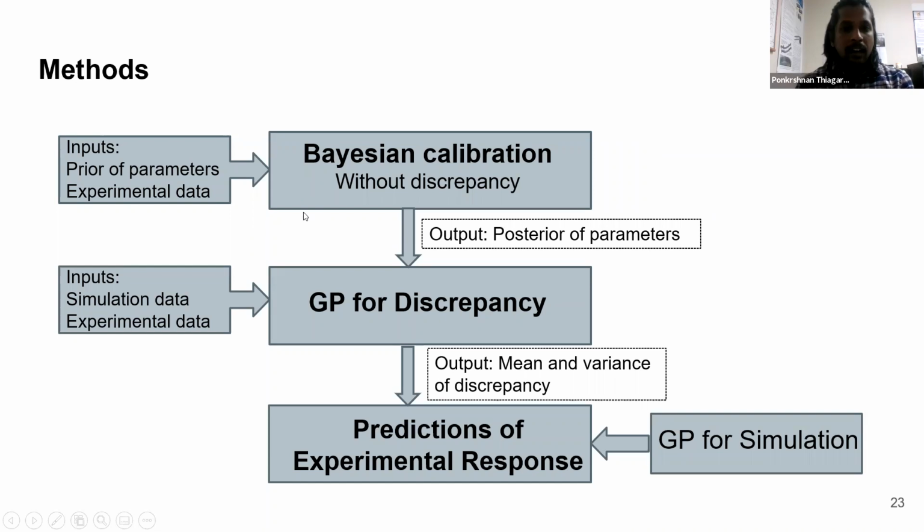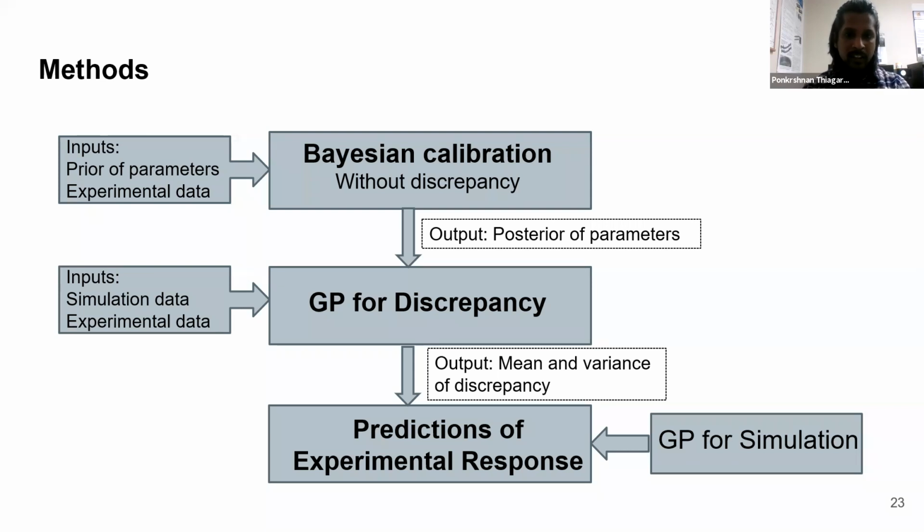I'm giving a flowchart of the methods here. So the goal is to predict the experimental response. The first step in doing that is to calibrate the unknown parameters using a Bayesian calibration. The inputs to the Bayesian calibration are the priors of the parameters and the experimental data. And out of Bayesian calibration, we get the posterior of parameters. With these posterior of parameters and simulation data and experimental data as inputs, a Gaussian process for discrepancy is fit.